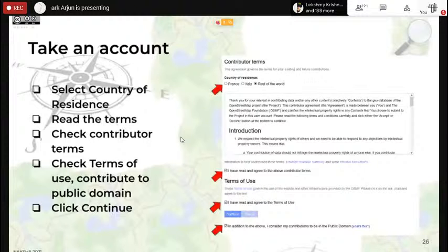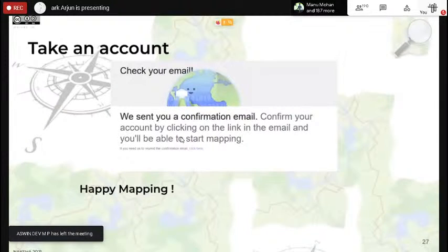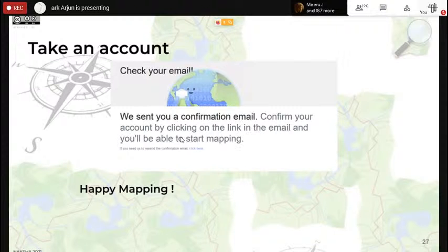You can read the contributor terms and the terms of use. Since it is a crowdsourced project, the main intention is to make the data available in the public domain. Also tick the bottom one, where you agree that people can use your data in the public domain. Then press continue. You will get a verification mail in your email ID. Just click the link to verify the email and your account is activated. Happy mapping.